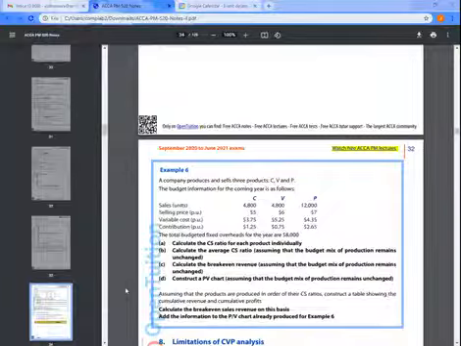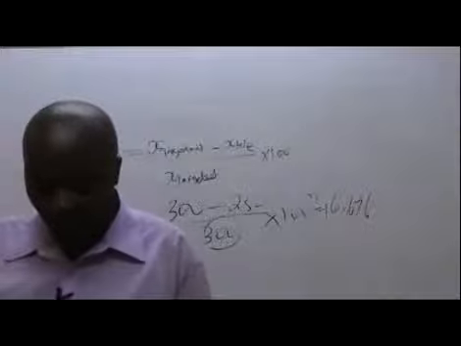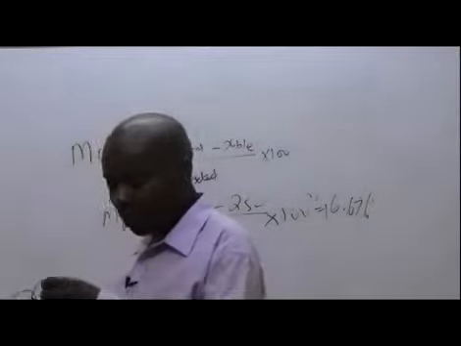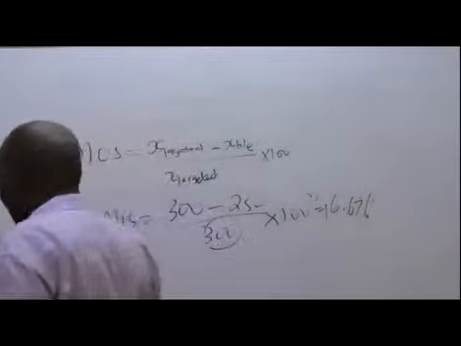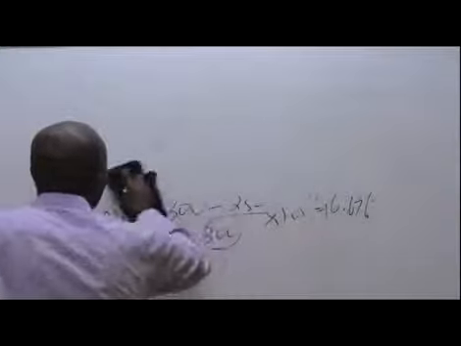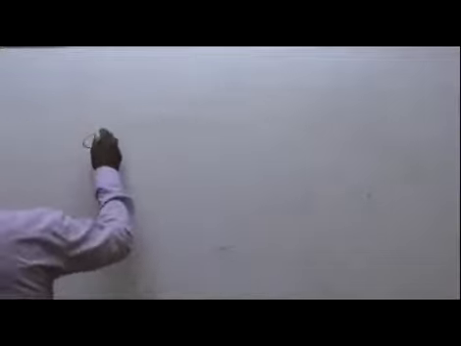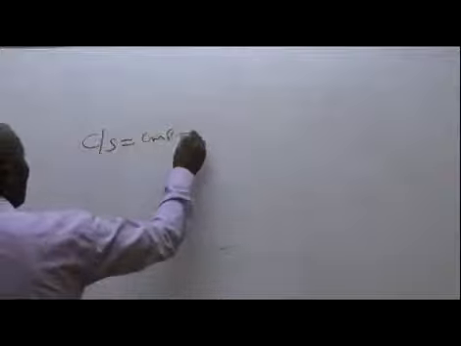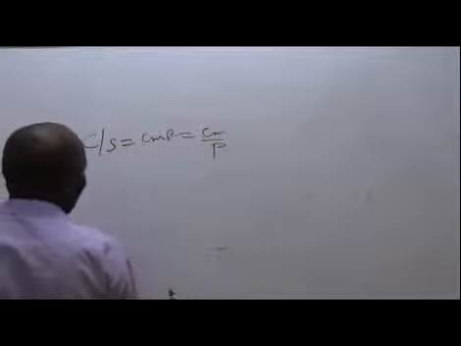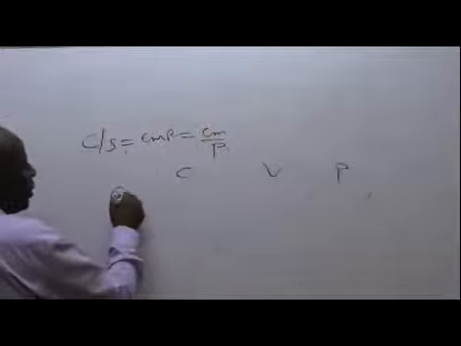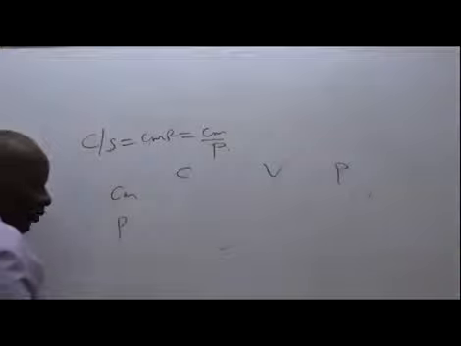So we have to remind ourselves, how do we get this CS ratio? Ladies and gentlemen, this is the same as CMR. It is contribution margin over price. So we have our three products here, C, V, and P. The only thing you need is to take the CM versus the price, and then you get the quotient.